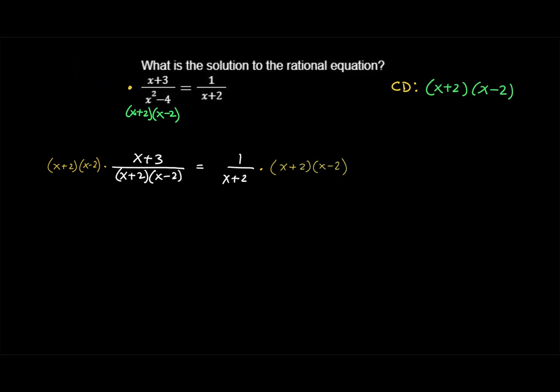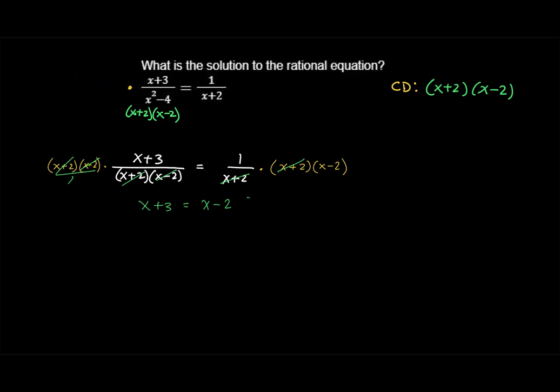The x plus 2's on the first one cancel out, and the x minus 2's also cancel out, leaving me with x plus 3. If there was indeed something still connected by multiplication, remember that since there's two terms, we need it in parentheses. There isn't, so we don't have to worry about that. The x plus 2's on the right side will cancel out, leaving me with just 1 times x minus 2. In other words, we really just have x minus 2.